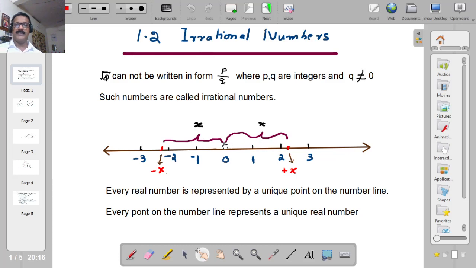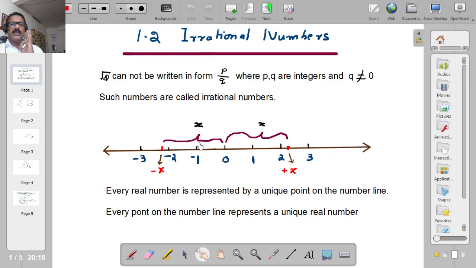Suppose that we take any point which is to the left side of the point 0 on the number line. See, we are given a point to the left side of the point 0. Take this point. Then there is a unique real number associated with it. That unique number is equal to -1 times the distance of that point from the point 0 on the number line.